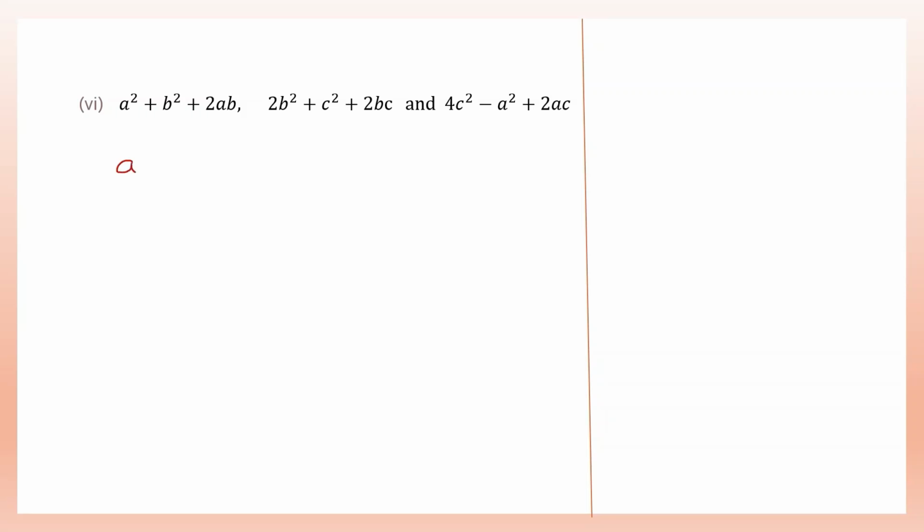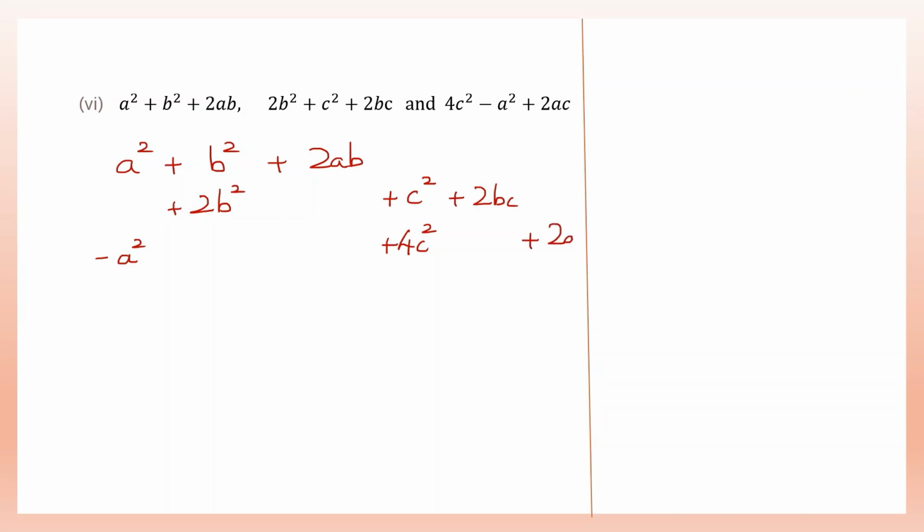Next one, a square plus b square plus 2ab. Next one is 2b square plus c square. Now we don't have a column for c, so we'll make another column for c square, plus 2bc. We don't have a column for that also, so plus 2bc. Let's go to the third one, 4c square. Yes, we have a column here, 4c square, minus a square, okay, plus 2ac. Do we have a column for ac? We don't have. So plus 2ac.